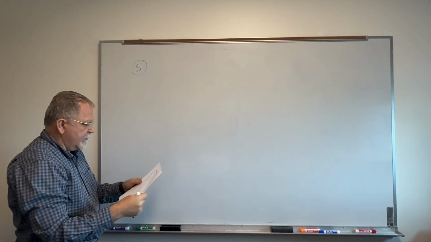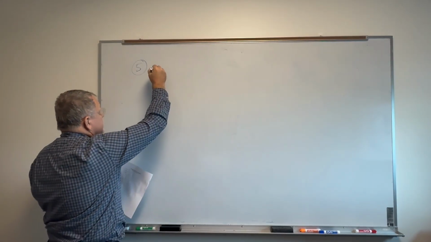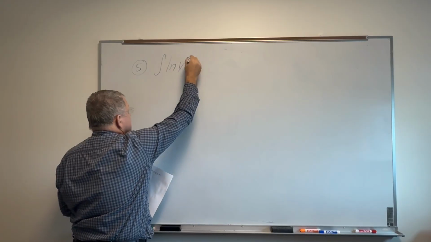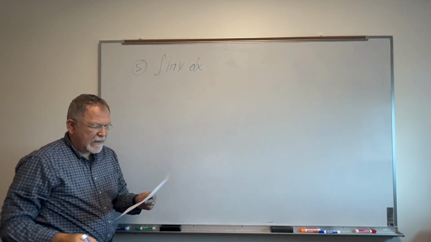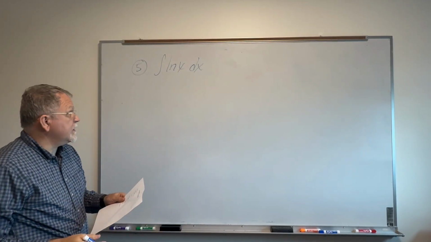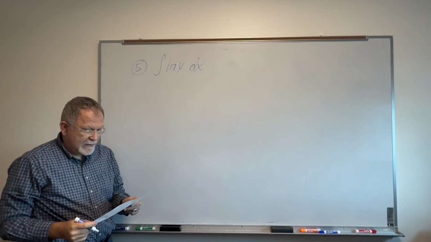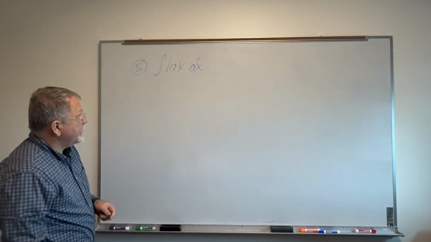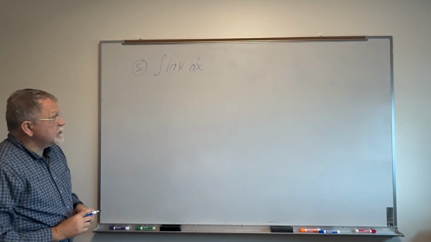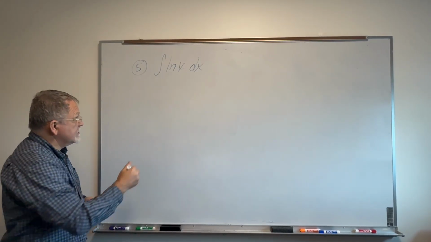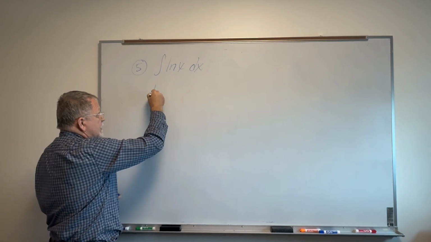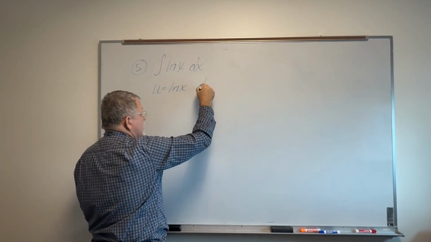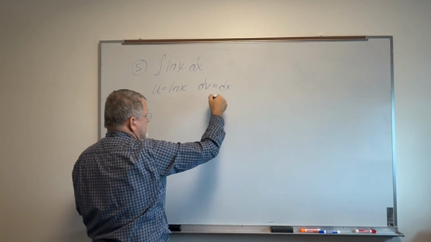Problem number 5 is just this one. The integral of ln of x dx. And we may have done this one in an earlier video. I think we did. I will do it again, just in case. And on this one, I'm going to try to use integration by parts. And I'm going to set it up like this. I'm going to let my u be the natural log of x, and my dv be dx.